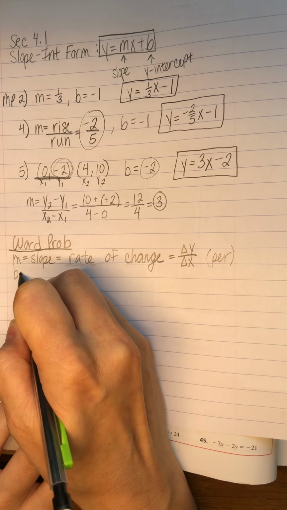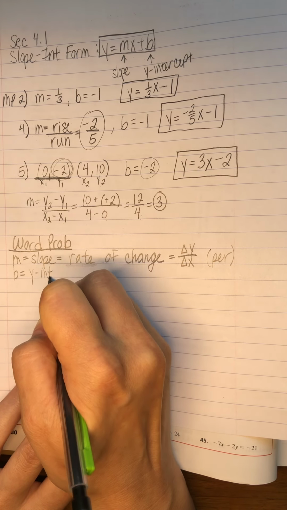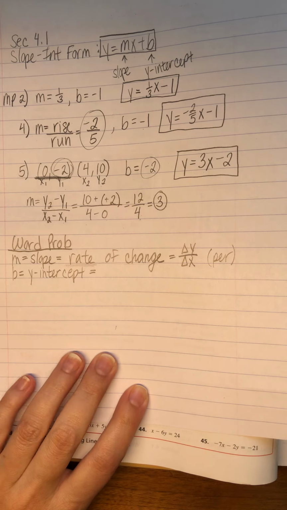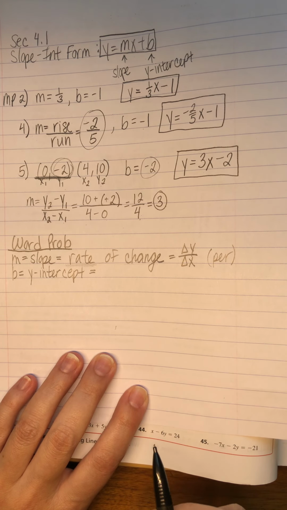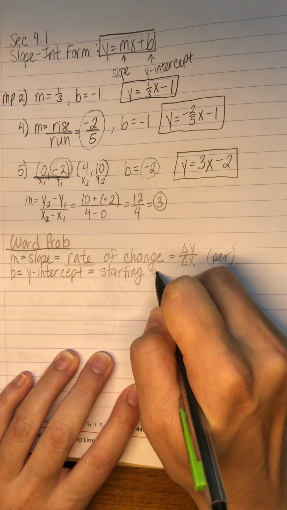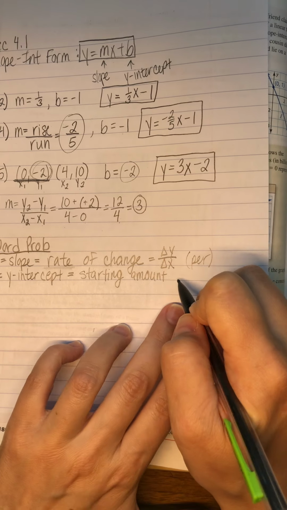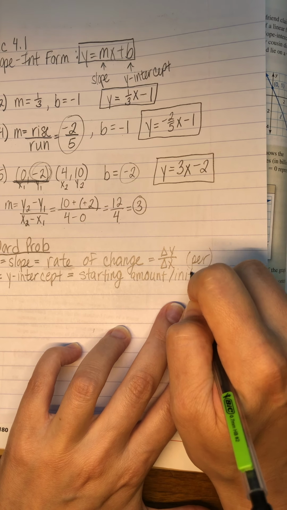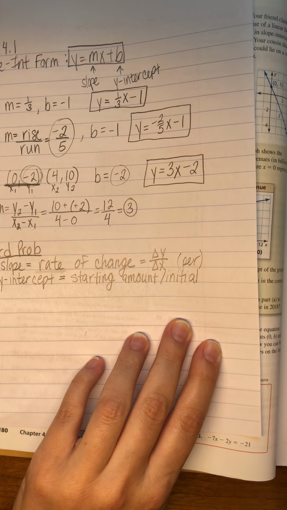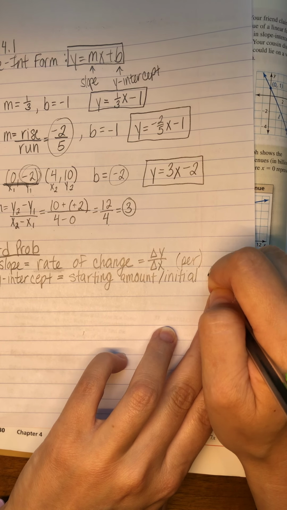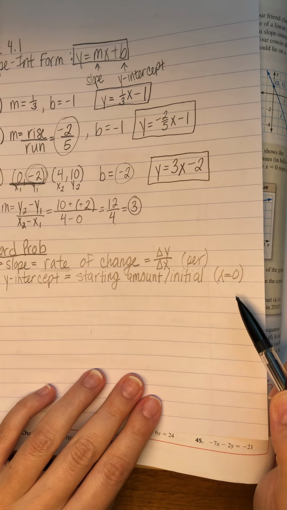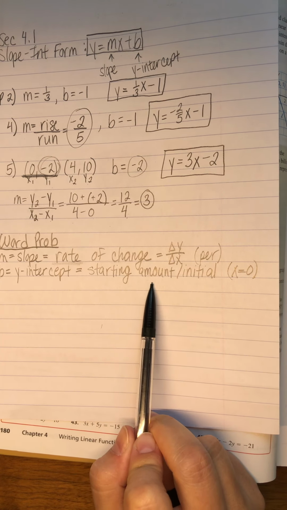Next up is our b, which we know is the y-intercept. Just like when we graph y equals mx plus b, the y-intercept is the starting amount. Or in other words, it's the initial amount. Remember also that for any point that is a y-intercept, the x-coordinate is going to be 0. So whenever x is 0, that is the starting amount in each problem.